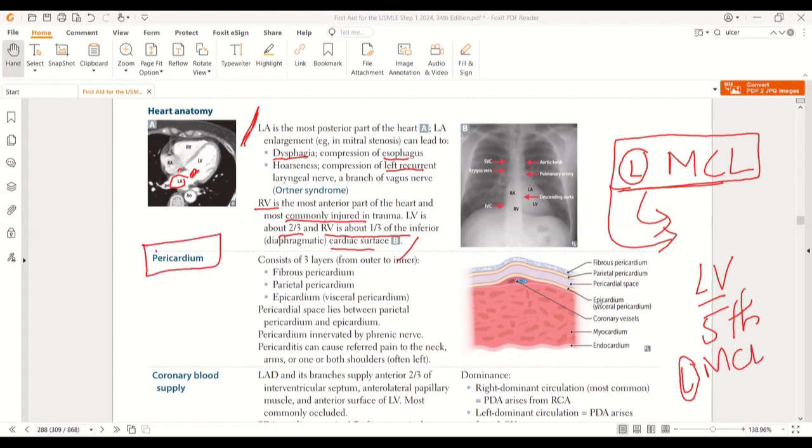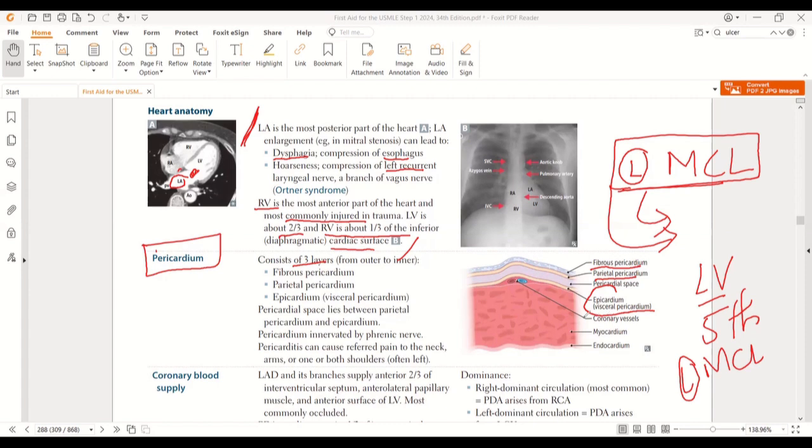So this picture consists of three layers: the fibrous pericardium, the outer layer, then the parietal pericardium, and then the epicardium, right? The pericardial space is present between the epicardium and the parietal pericardium. Another name for the epicardium is the visceral pericardium.